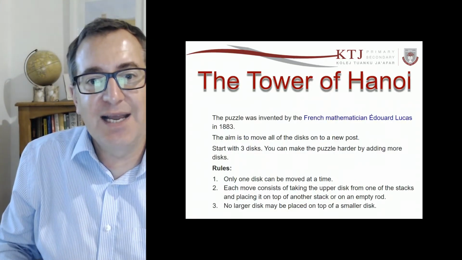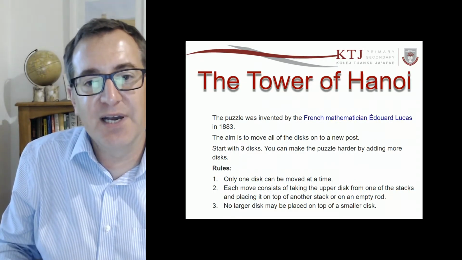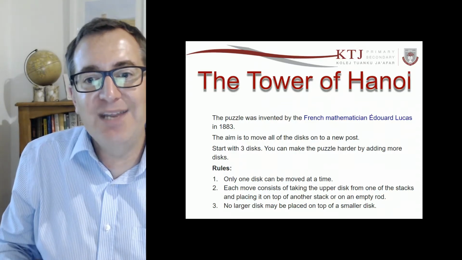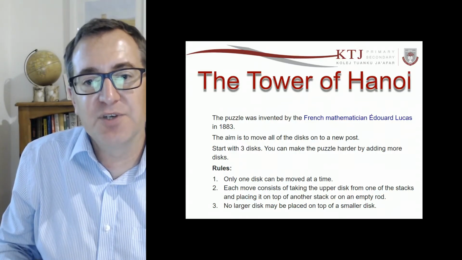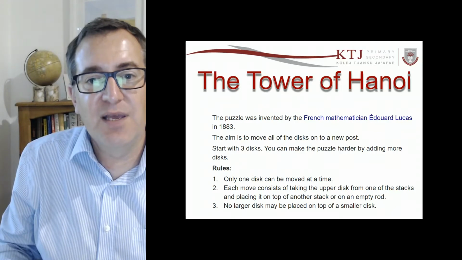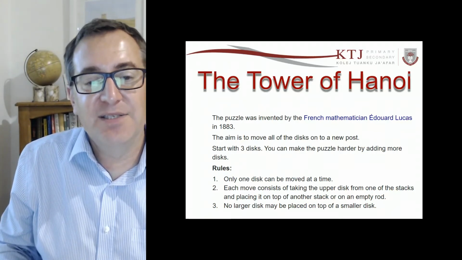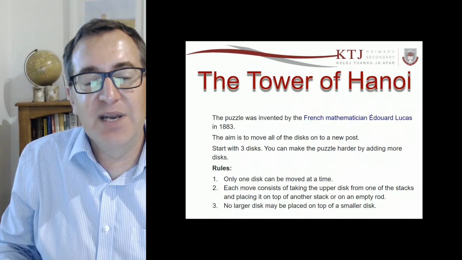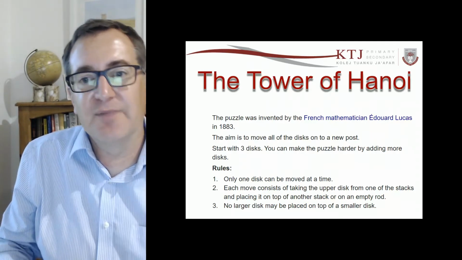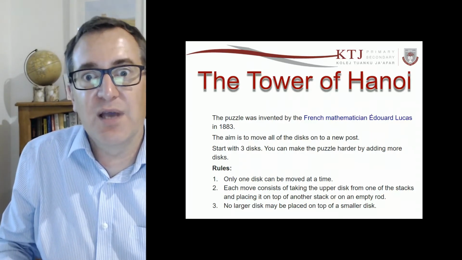You're not allowed to move more than one disc at a time, so you can only move one disc at a time, and you can't put a bigger disc on top of a smaller disc, only a smaller disc on top of a bigger disc, and you've got to move them onto the rods. You can start with 3 discs, and then if you manage to solve that one, you can make it harder and harder by adding more discs. So I'm going to show you how to have a go.